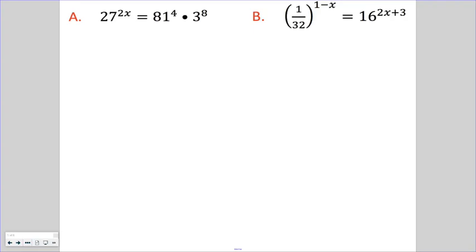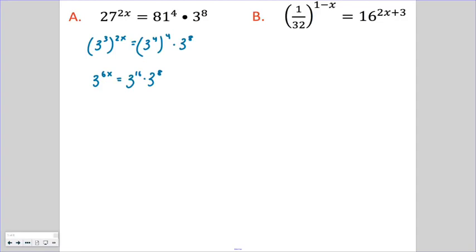The first thing I think is easiest is if we put everything in its smallest base, and then we should see things kind of work out for us. So 27 can be expressed as 3 cubed, and 81 is 3 to the power 4. That's still being raised to the power 4, and then 3 to the power of 8, I can't change that. 3 is its smallest base. So now on the left-hand side, this becomes 3 to the power of 6x, and then this is 3 to the power of 16 times 3 to the power of 8.